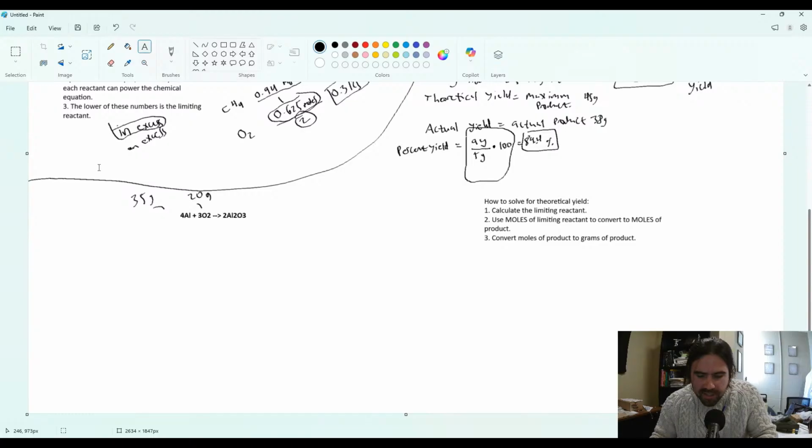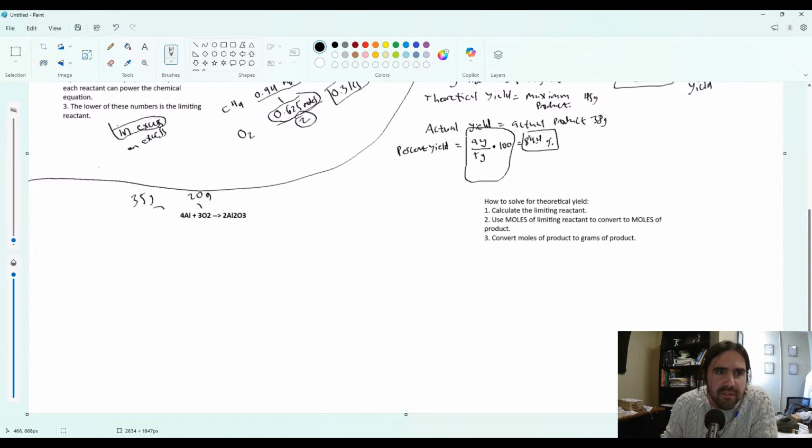So let's put this together in this actual problem. First things first, we have to calculate the limiting reactant. In order to do that, remember, our first step is we've got to convert these to moles. All right. So there's 20 grams of O2 over here, and I'm going to put aluminum over here. Aluminum right there.